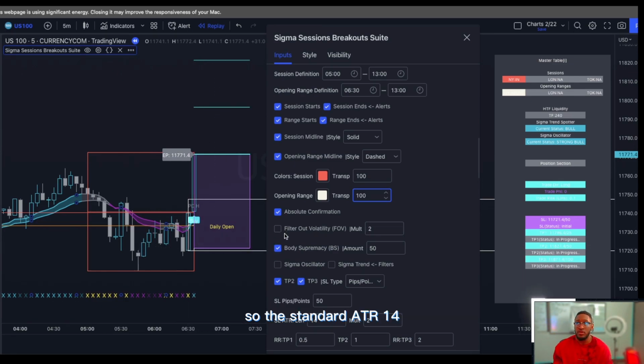So the standard ATR 14, if a candle is 2 times the ATR, it will filter out that candle because you might be subject to a pullback. So we built that in.